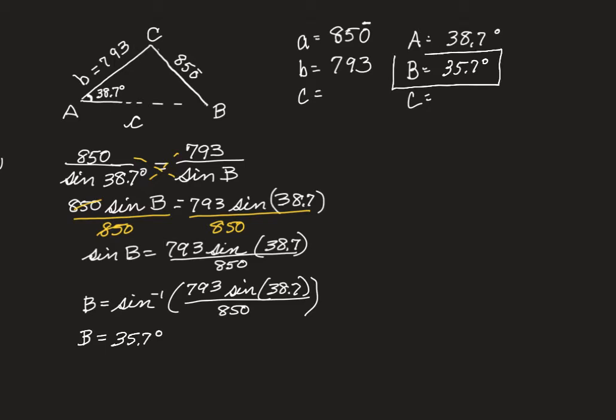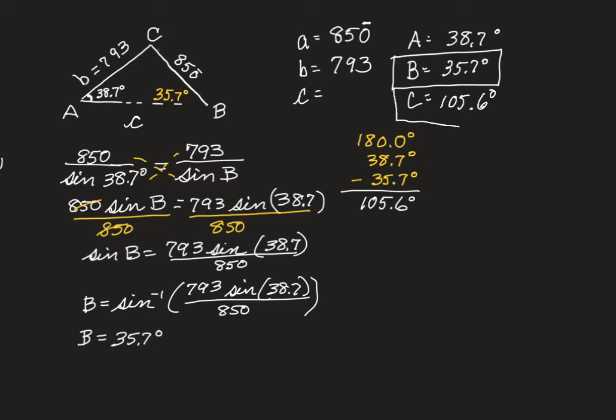That's the first of the three missing parts of the triangle. Now we need to either find side C or angle C. And since we have two angles of the triangle, we can just subtract those two angles from 180 degrees, which is an exact number, and we get 105.6 degrees. There's the second of our three missing pieces.